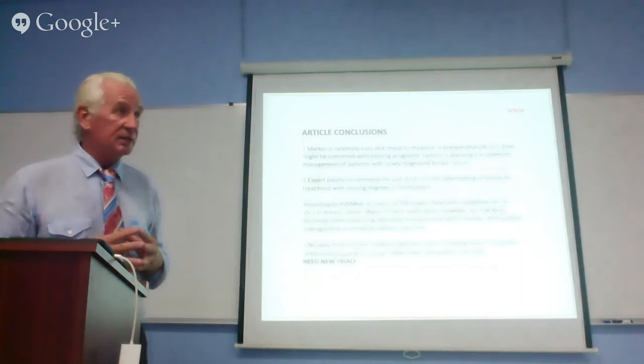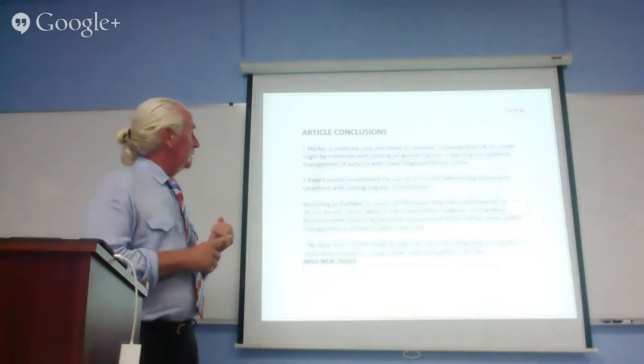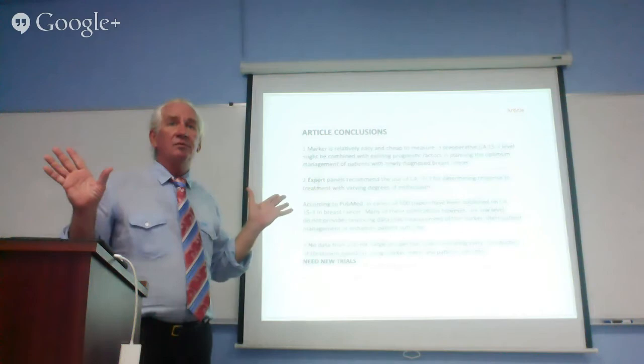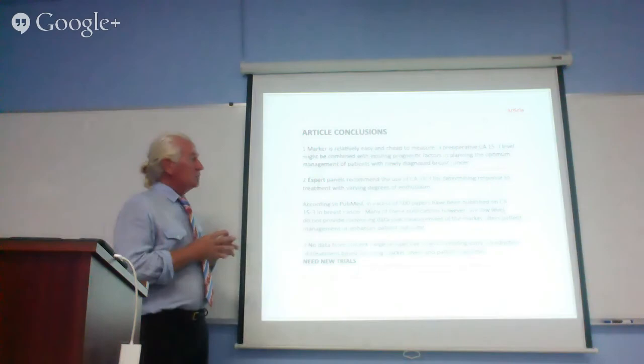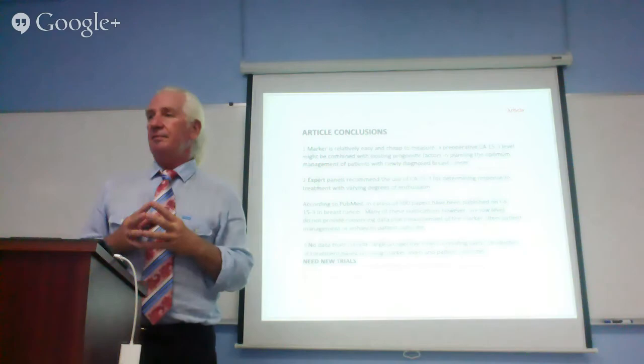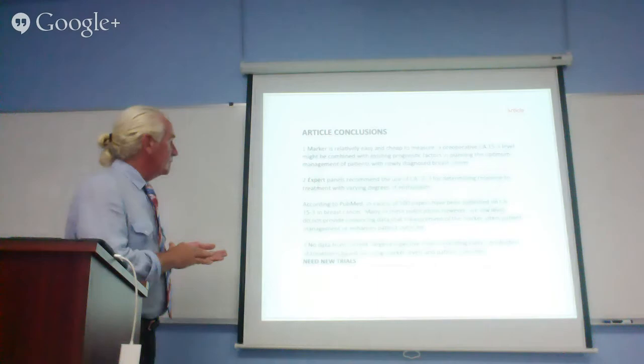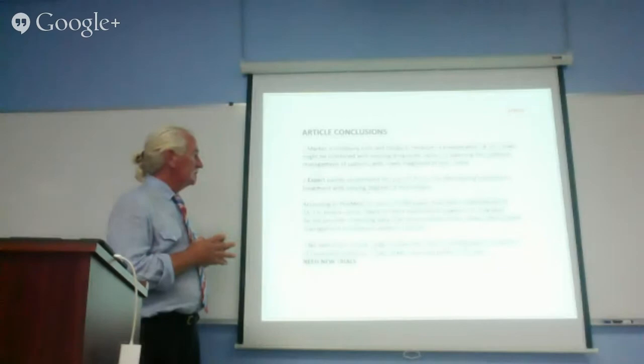So the article's conclusion is that the marker is easy and cheap. Okay? But preoperative levels combined with prognostic factors are not useful for newly diagnosed cancers. So expert panels recommend it for metastatic disease and recurrence with a variable degree of confidence, but that variable is correct. According to PubMed, 500 papers were published on this prior to this article, and most of them are of low quality and really should not impact.